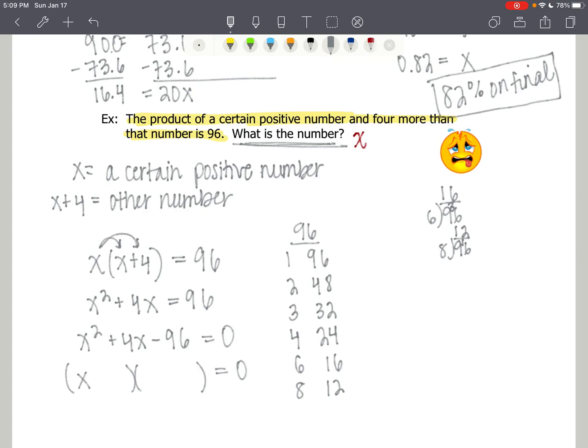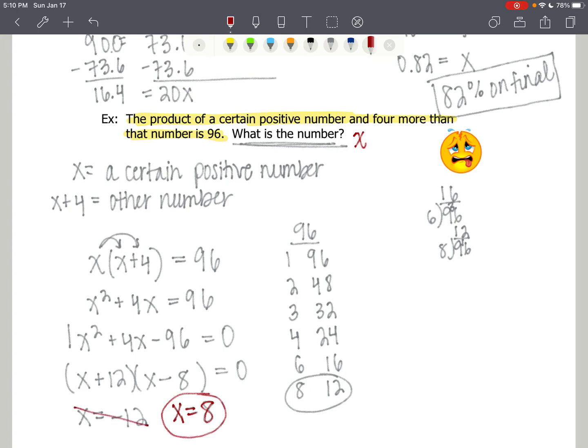So now since I have a leading coefficient of 1, I can look for the factors that have a difference of 4. And that's going to be 8 and 12. I need a positive 4, so positive 12 and negative 8. That means that the certain positive number could be negative 12, or the certain positive number could be positive 8. Well, it's got to be a positive number, so our number is 8. Negative 12 is not positive. So our positive number is 8.